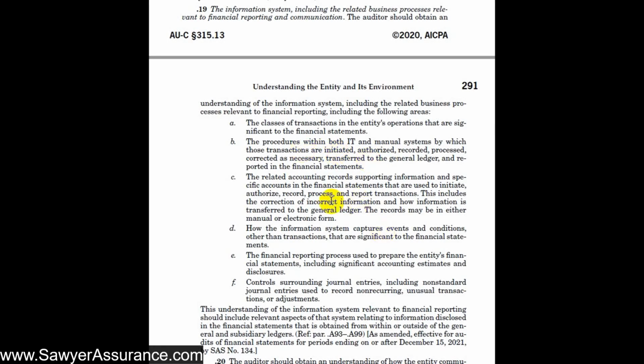We understand what accounting records support the accounting process and these items here, and how the information system captures the events and conditions other than transactions that are significant to the financial statements. So for instance, maybe subsequent events or related parties or something like that. It's technically not a transaction, but it's also important for the financial statements. The process for reporting accounting estimates and disclosures in the financial statements, and also the controls surrounding journal entries, especially the non-standard journal entries, for instance, non-recurring or unusual ones.